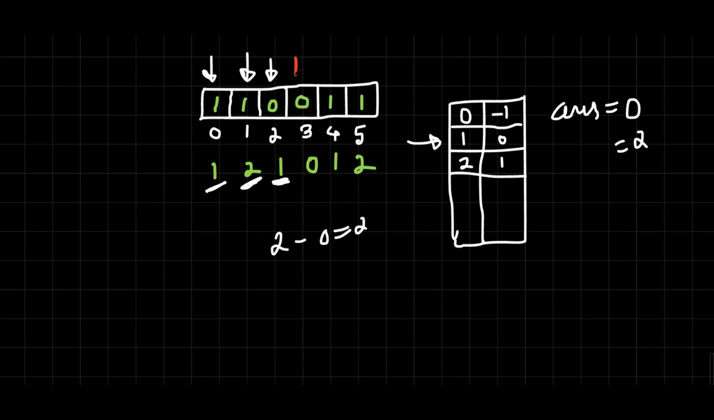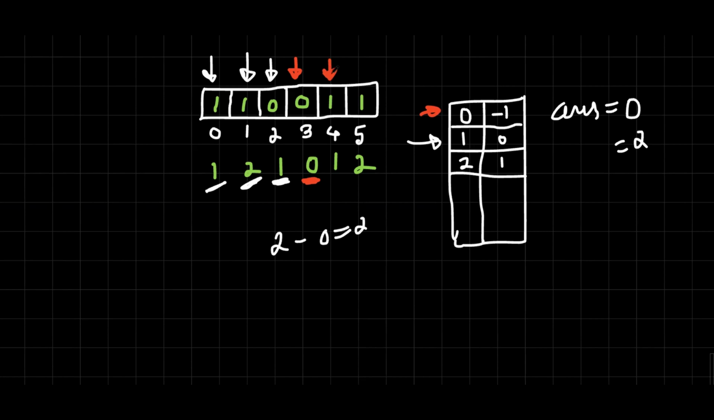Now, for this fourth element, we have found 0. So here the net will be 0. So if we find 0 in the corresponding map, we can simply ignore it.